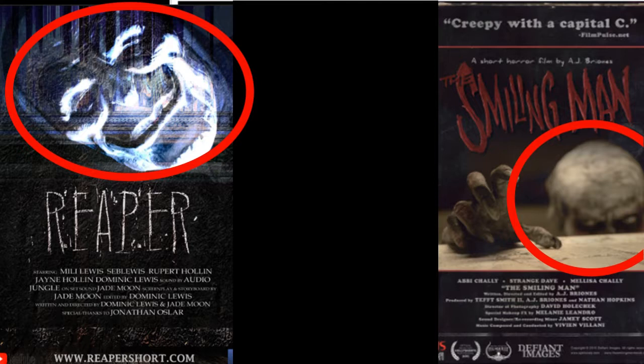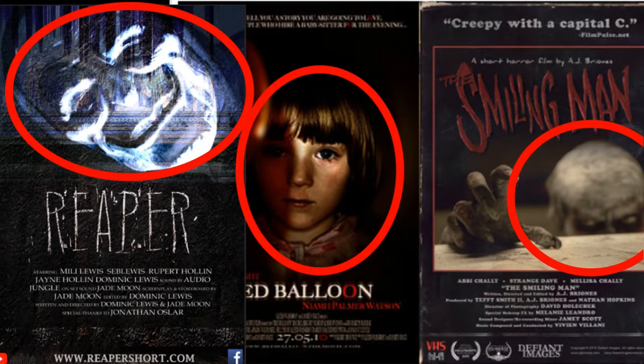Another convention is the use of a close-up to show a key character in the film. This is used in the Red Balloons poster, where the boy's face is present. The face also takes up the majority of the frame to emblematise its importance.